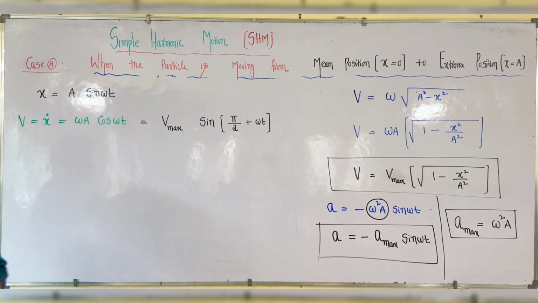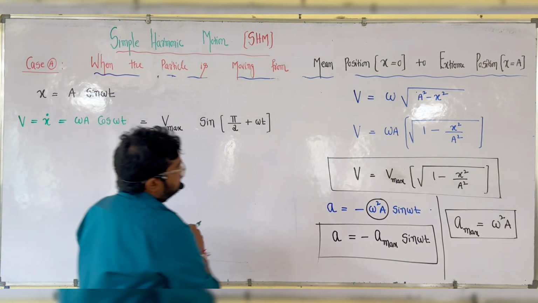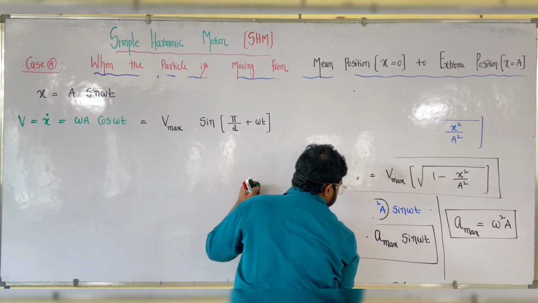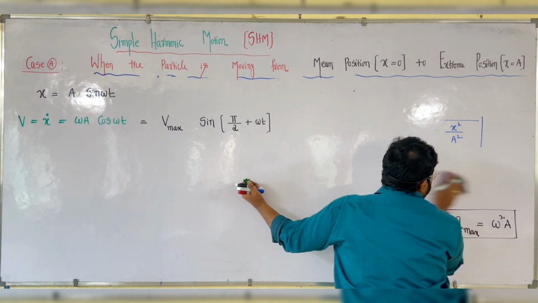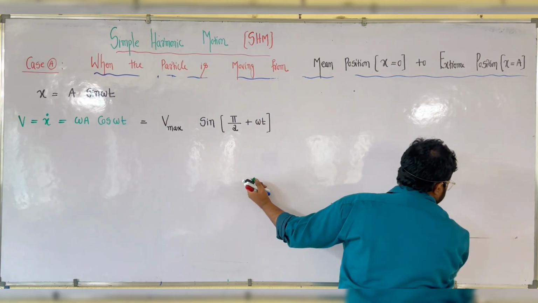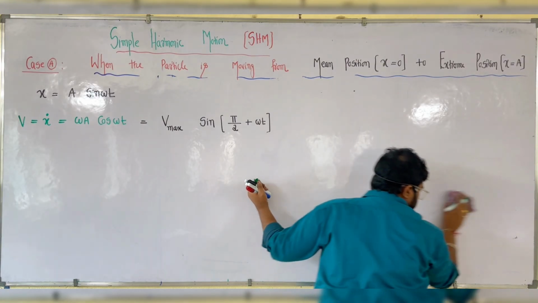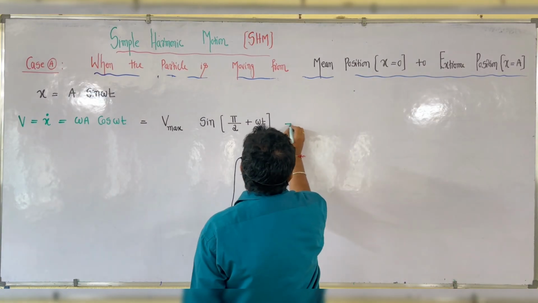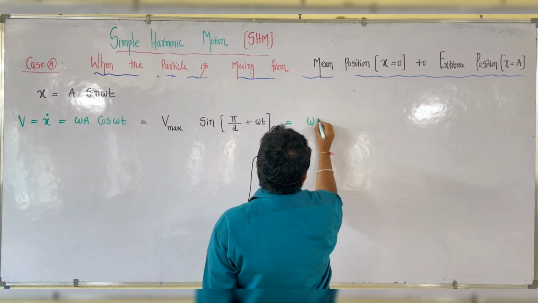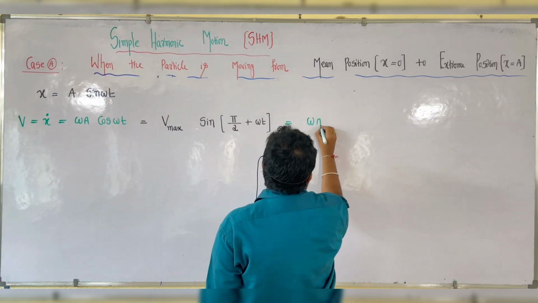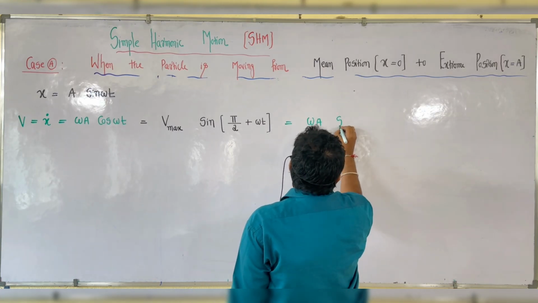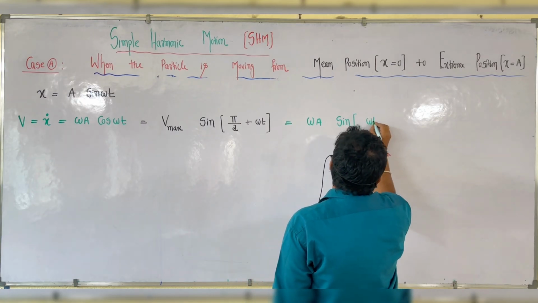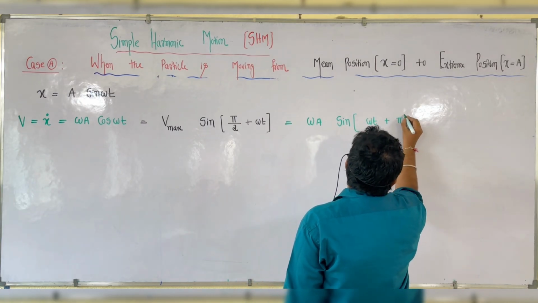Are you clear or not? So how can we write this? Omega a, or else v maximum, into sin of omega t plus pi by 2.